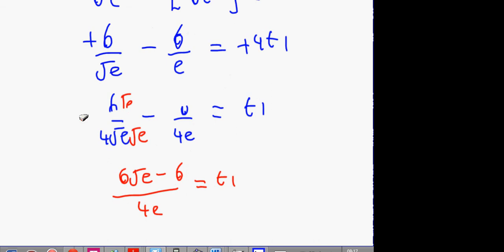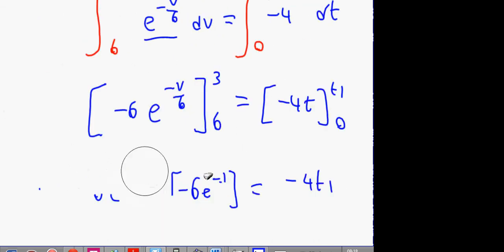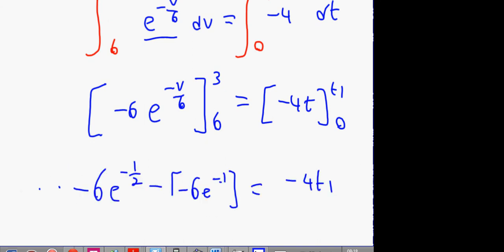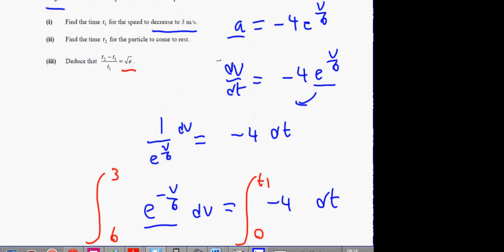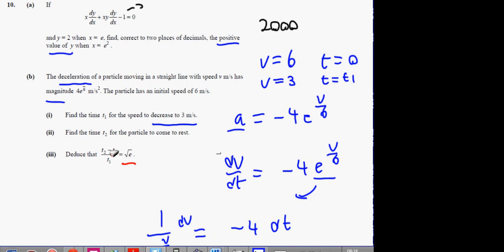And the handy thing about the next part is you already have a substantial amount of the work already done for this, okay? So I might just keep that there where it was, and I'll show you what I mean, okay? Go back over your old work, okay? And what's going to happen here is we're now looking for t2, okay? Find the time t2 for the particle to come to rest. So phi equals 0 this time, and we're looking for t2.